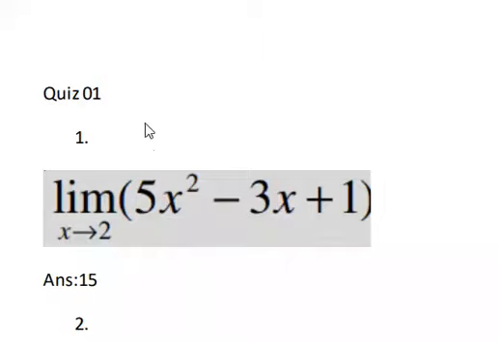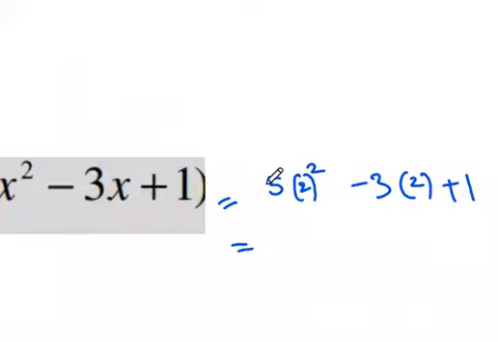So in this video we are going to discuss quiz 1 problems. In the first question, you are asked to find the limit of this function. Actually this is a polynomial, a very nice smooth function, so you don't need to worry much. When you are asked to find the limit, you just substitute this value into the function, and then you get this.